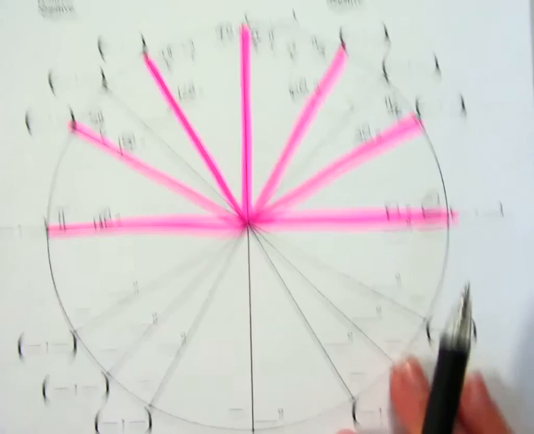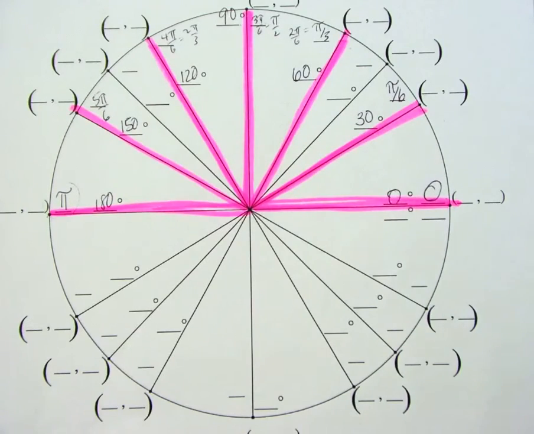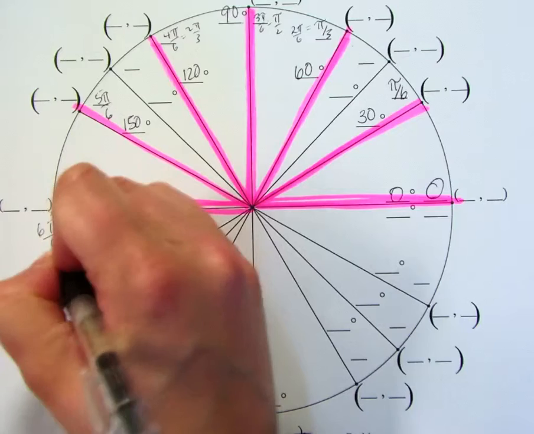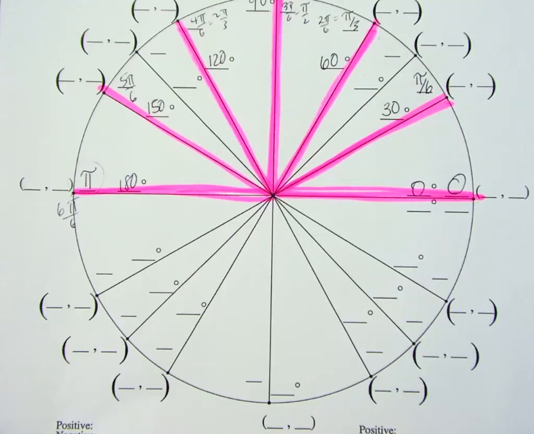I can continue then. I mean, you can go ahead and continue. So just keep in mind that this is 6 pi over 6. I'm just adding pi over 6 little pieces to all my 30-degree multiples.